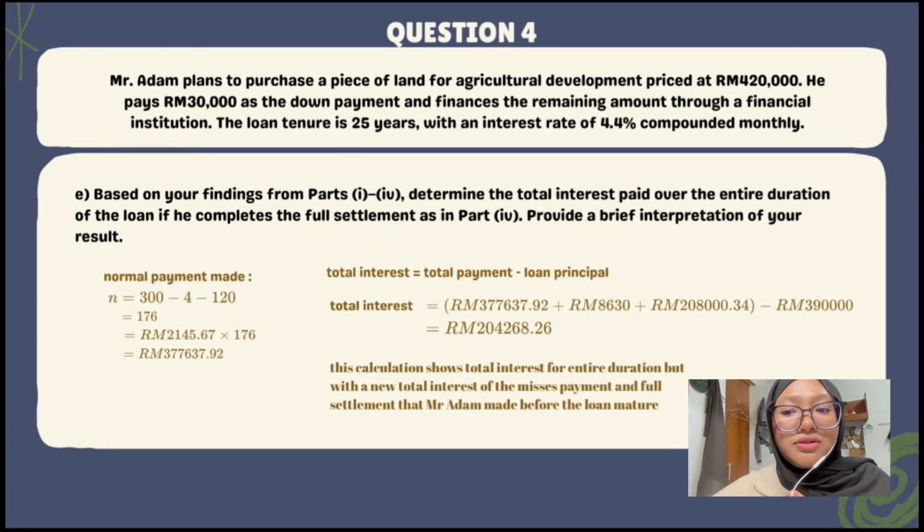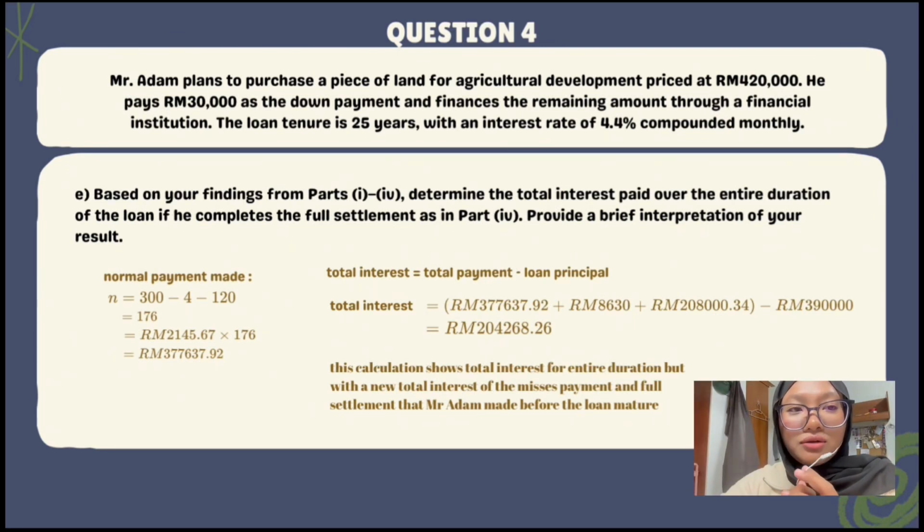So the amount should be N equal to 300, but we need to minus 4 and minus 120. So the answer for N is 176. Mr. Adam has to calculate the normal payment, which is 176 times the monthly payment, and we got the answer. After we got the answer, based on the slide, we can calculate the new total interest.